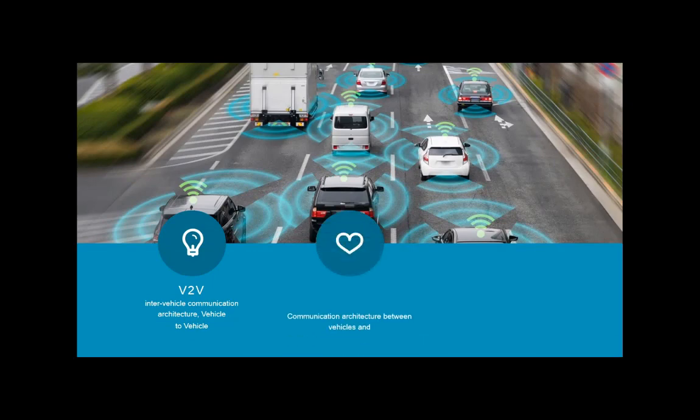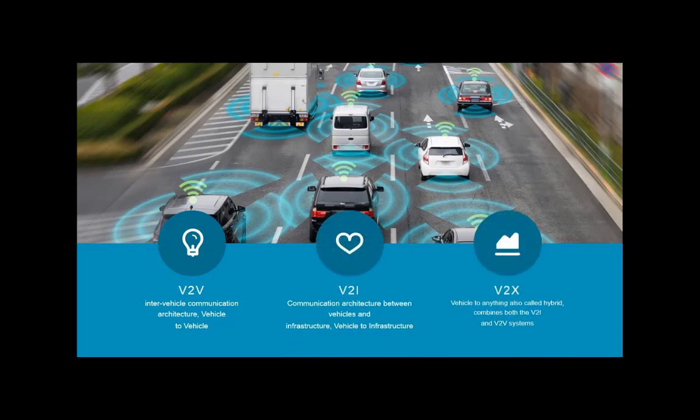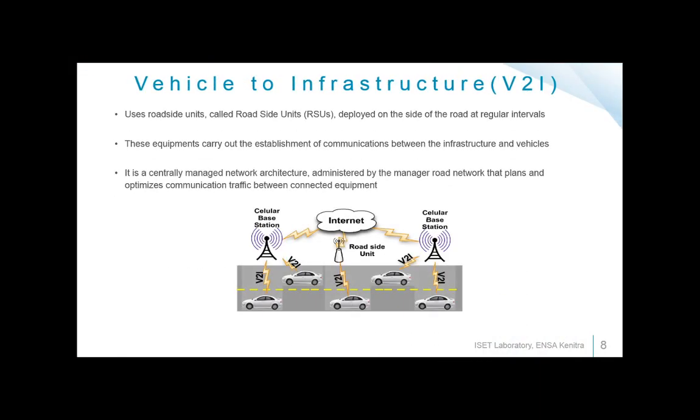The first is V2V, or inter-vehicle communication, the second V2I, or communication between vehicles and infrastructure, and the last one V2X, vehicle to anything, also called hybrid, that combines both V2I and V2V systems. Now, vehicle to infrastructure, or V2I, uses roadside units deployed on the side of a road at regular intervals. These equipments carry out the establishment of communication between infrastructure and vehicles. It is a centrally managed network architecture administered by the managed route network that plans and optimizes communication traffic between connected equipment.